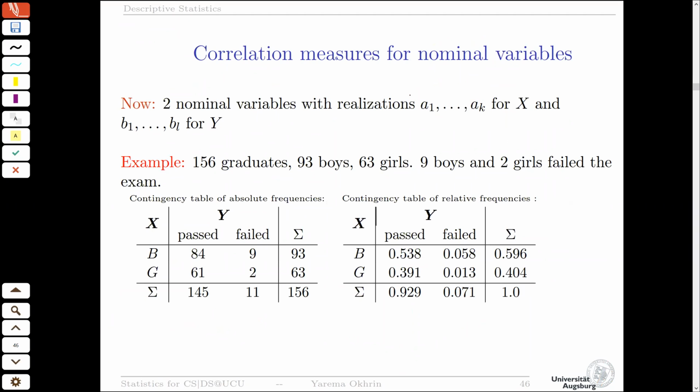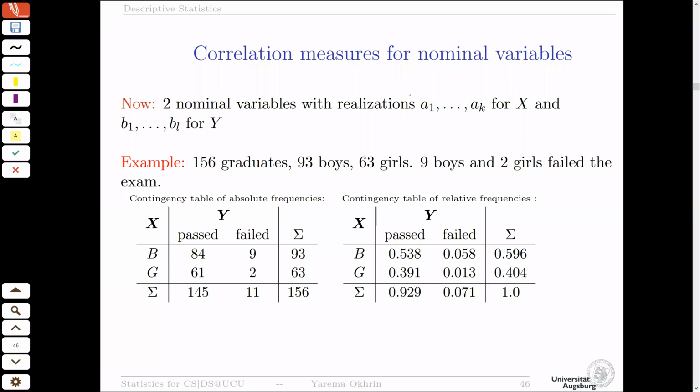Say we have two characteristics, the gender, boys and girls, and whether they passed or failed an exam. Let's think what someone will do who doesn't know the scale of the variable. We have to code it in some way. So let's say girls are ones, boys are zeros. Passed is 1, failed is 0. So the data will look like that.